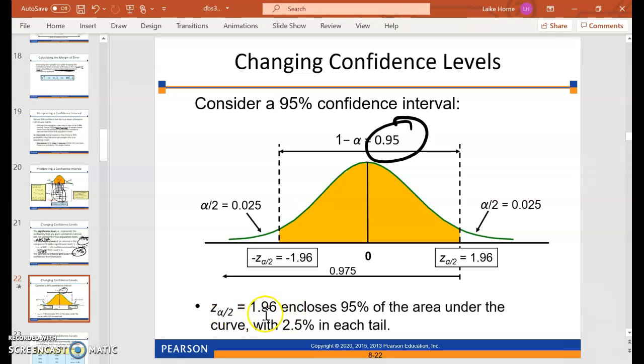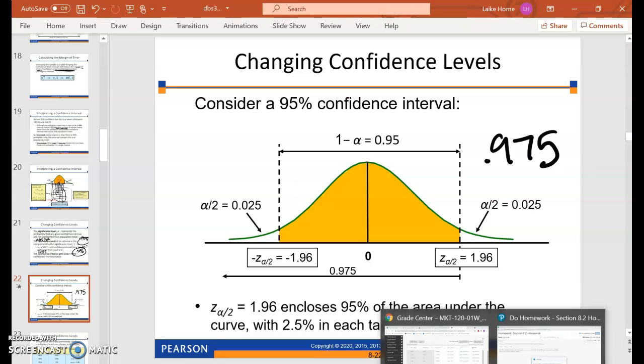The z value associated with this, well, if you want to calculate the z, you've got to get the probability from that point all the way back. So you're going to have to add the 95% plus the 2.5%. So that would be 97.5% or 0.975. So if you went to your table, you would look in the table.